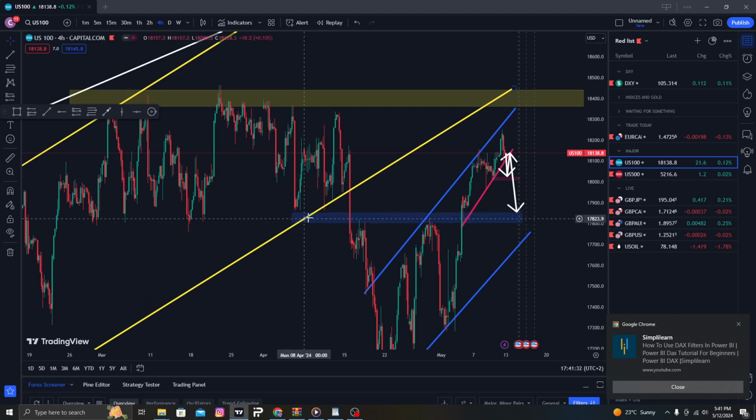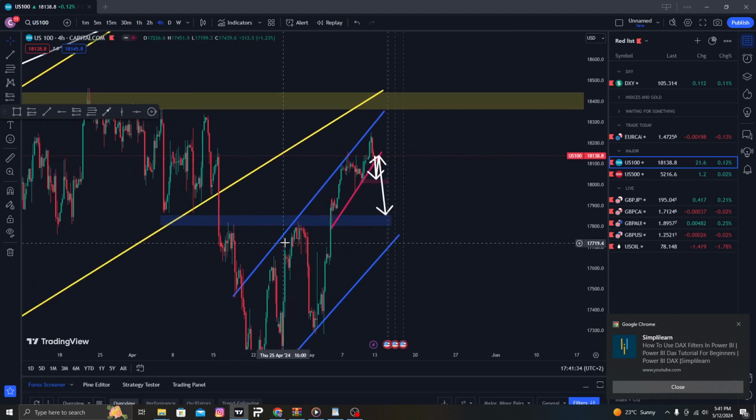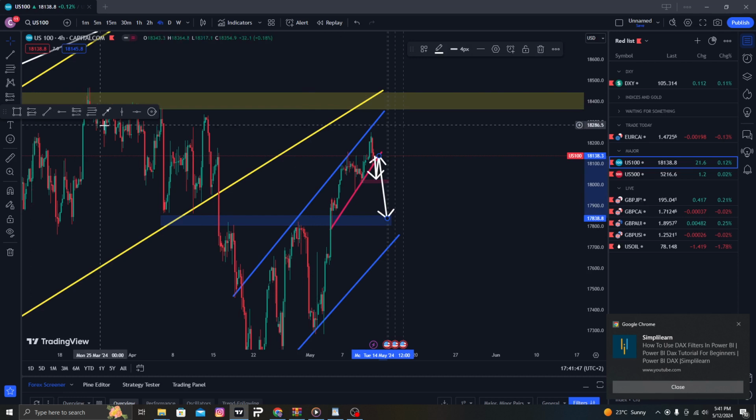Every time price touches this level, there's a reaction. Price touched this level, it went up. Price finally broke this level, touched this level, it sold. Touched this level, it sold again. That's why my TP is here. It's not here, because there's a possibility that after price touches this level, price can shoot up.